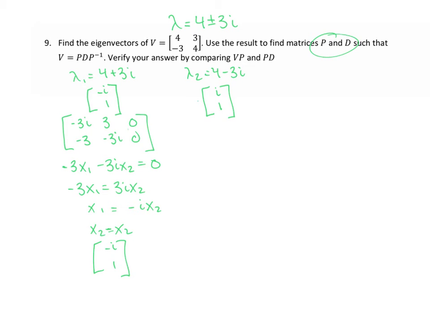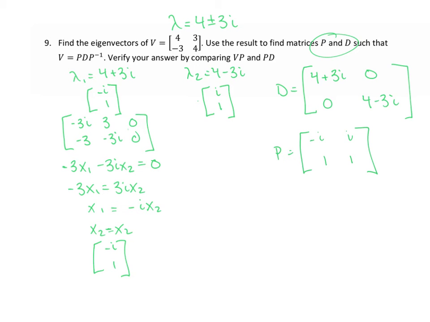So D is going to be composed of my eigenvalues. And then P is going to be the eigenvectors. So negative i, 1 and then i, 1.